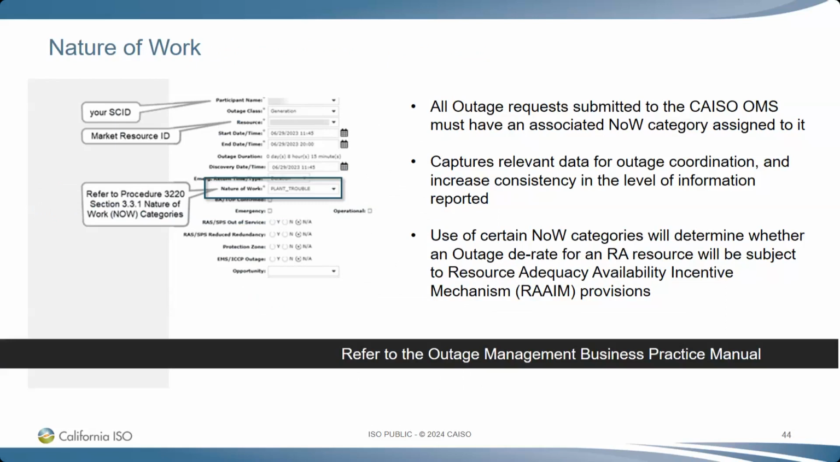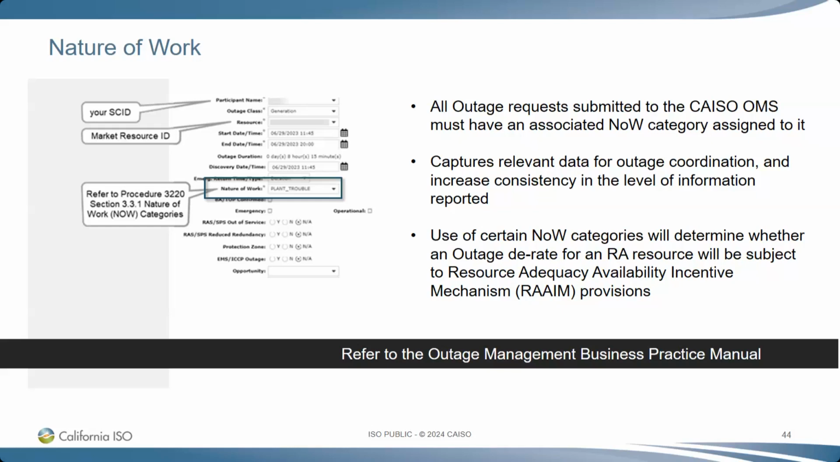But when you are considering putting this in, you want to think about the nature of work too. There is an operating procedure, 3220, section 3.3.1, that talks about the nature of work, the different categories. So all of the outages that are put into the OMS need to have this associated nature of work assigned to it. This is the relevant data that's necessary to make sure that we have consistency in the level of information reported. Part of that is because of resource adequacy requirements. Putting in this nature of work can be a determination for whether or not an RA resource will be subjected to the RAIM provisions, the Resource Adequacy Availability Incentive Mechanism.